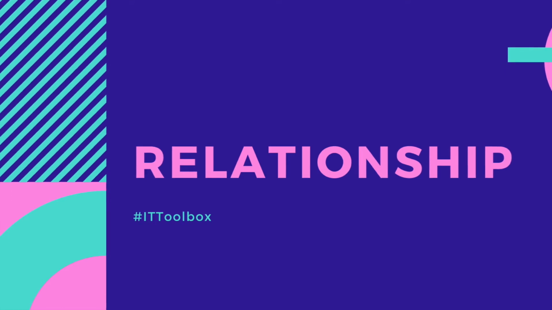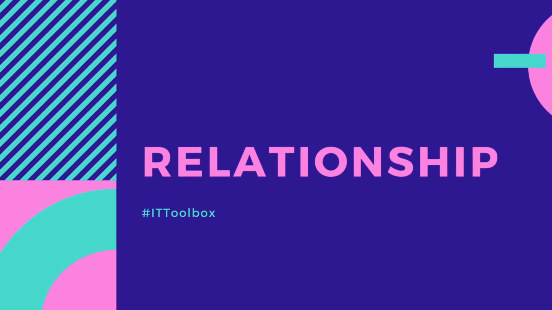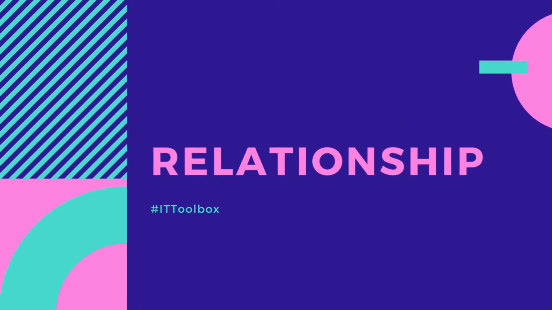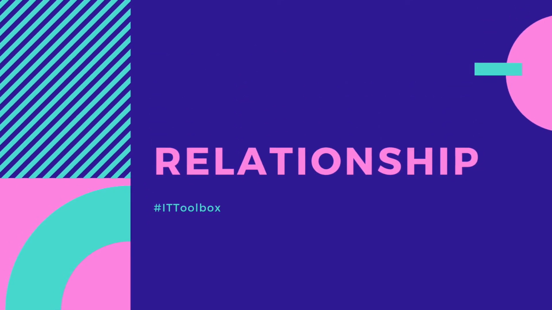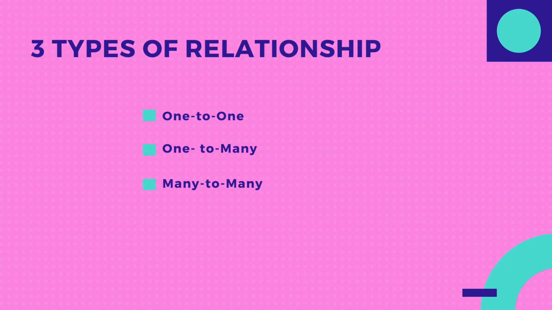Hello po sa lahat. Sa lesson na to, you will learn what relationship is. Sa previous topic, you learned about primary key and foreign key. Nung nag-apply na tayo ng foreign key sa isang table, nag-establish na rin tayo ng relationship between two tables, items and category. Because database relationship happens when one table uses a foreign key that references the primary key of another table. There are three types of relationship: one-to-one, one-to-many, and many-to-many.